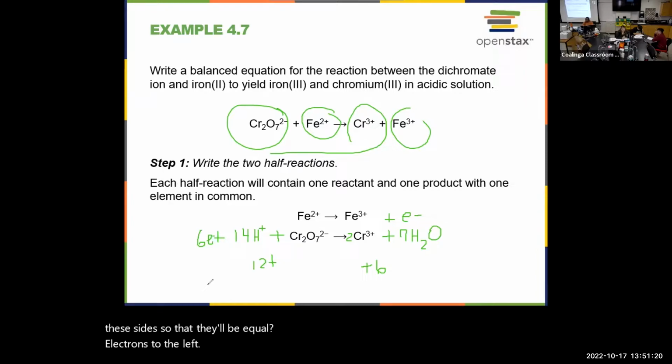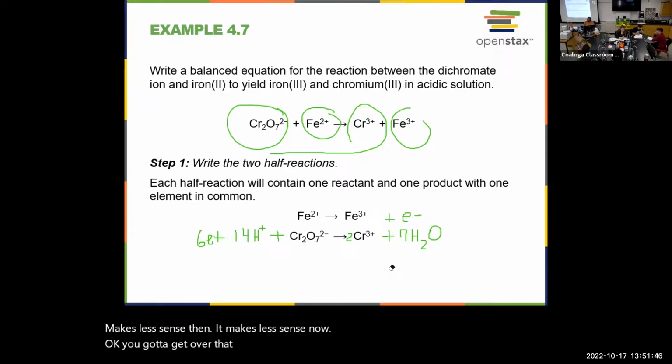Okay, so I need to add 6 electrons. Then that'll make this side plus 6 as well. So both sides are equal. Yeah, that looks like it makes less sense now. Yeah, because the plus, but plus means minus, so I'm confused. Okay, you got to get over that, right?